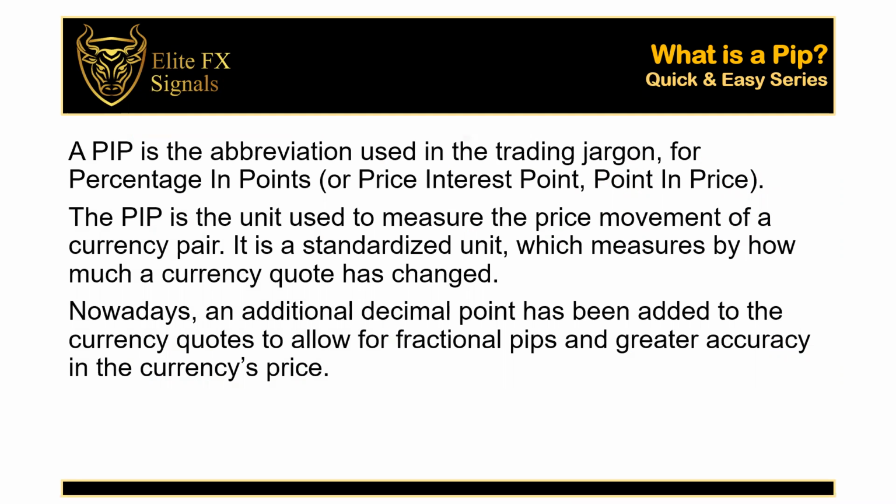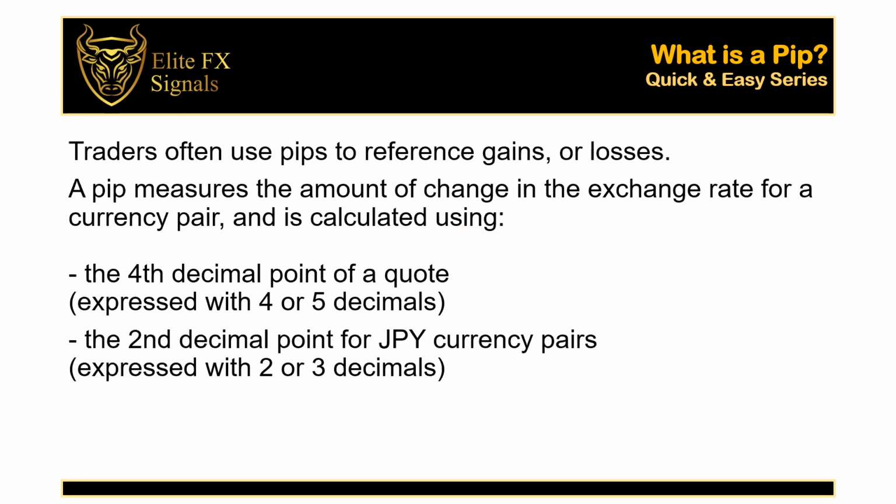The pip is the unit used to measure the price movement of a currency pair. It is a standardized unit which measures by how much a currency quote has changed. Nowadays, an additional decimal point has been added to the currency quotes to allow for fractional pips and a greater accuracy in the currency's price. Traders often use pips to reference gains or losses.